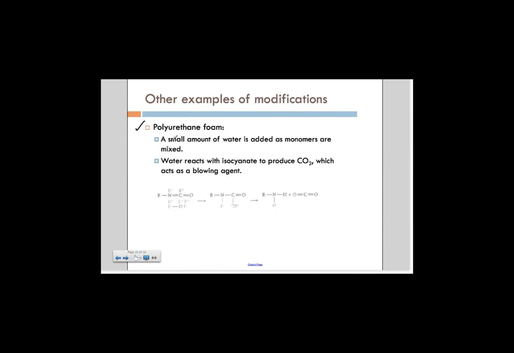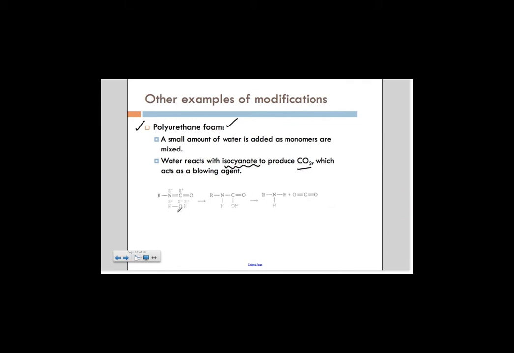I did want to come back to polyurethane, because a common use of polyurethane is in insulation applications as well as in the foam that fills your couch. So how do we make polyurethane foam? All you do is add just a tad of water, a little bit of water, to the monomers before you mix them. What happens is water reacts with isocyanate and it produces carbon dioxide.